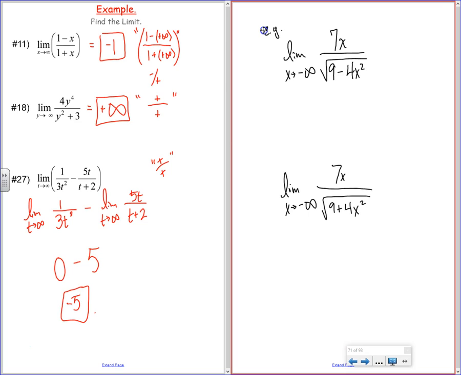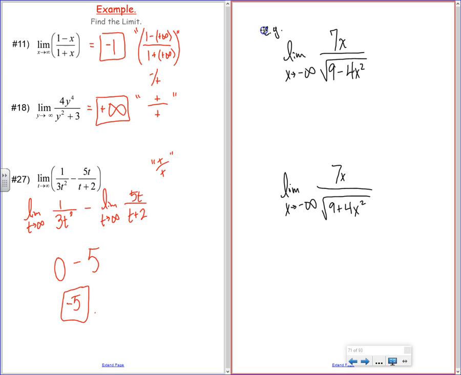There's a struggle with the first one. Did anybody think of degrees tied? Yes. Good. So you thought ratio of leading coefficients? Good. Did you think of 7 over negative 2?